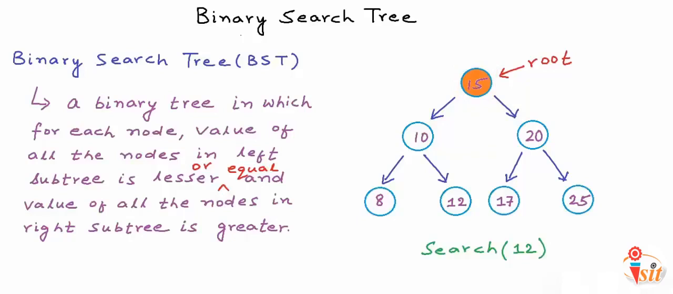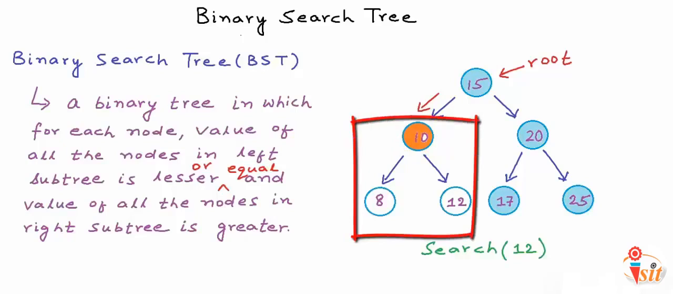Now we'll go and look at the left child of node with value 15. We know that number 12 that we are looking for can exist in this subtree only, and anything apart from this subtree is discarded.